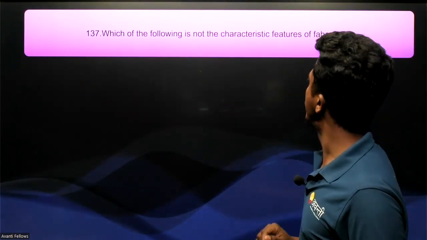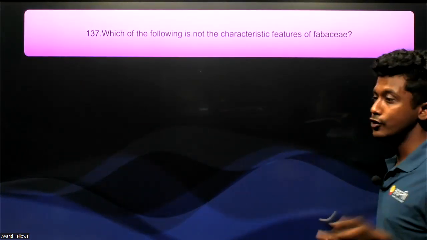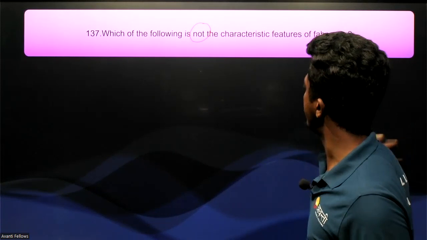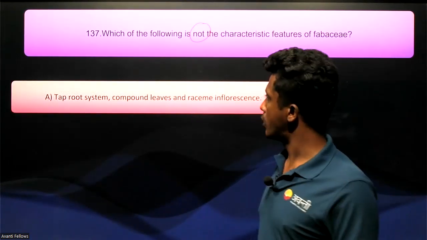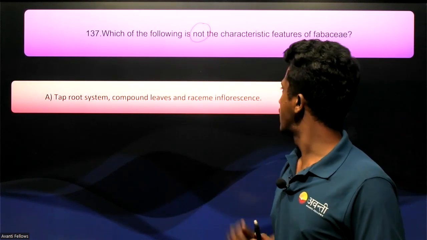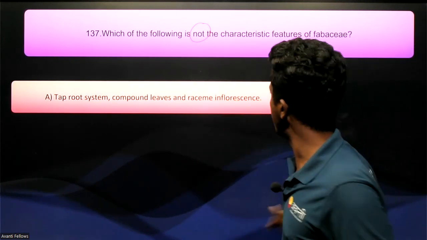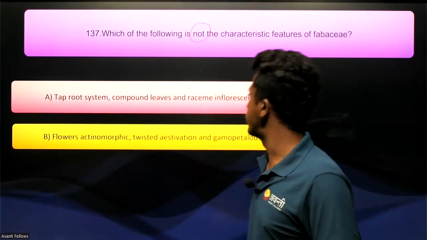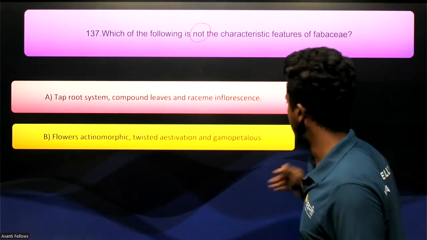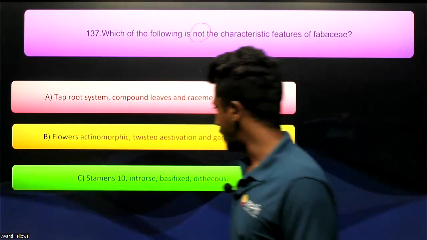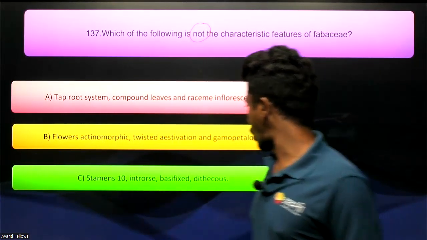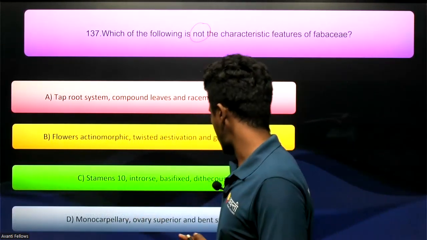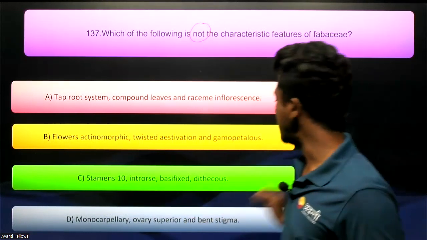Our next question is, which of the following is not a characteristic feature of Fabaceae? Let's take a look at the options. The first option is taproot system, compound leaves and racemose inflorescence. Then we have flowers are actinomorphic, twisted aestivation. Then we have gamopetalous. Then we have stamens 10, diadelphous, basifixed, and dithecous. And finally, we have monocarpellary ovary superior and bent stigma.